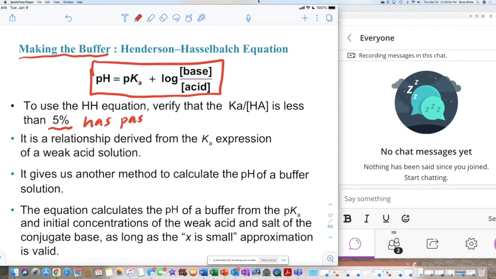So you're told here to use the Henderson-Hasselbalch equation, the HH equation, you have to verify that the Ka divided by the acid concentration is less than 5%. If the 5% rule has not passed, you cannot use this. You have to use the ICE table and go through the quadratic equation. Okay? If you didn't like what I just did with the ICE table, then you have an alternative.